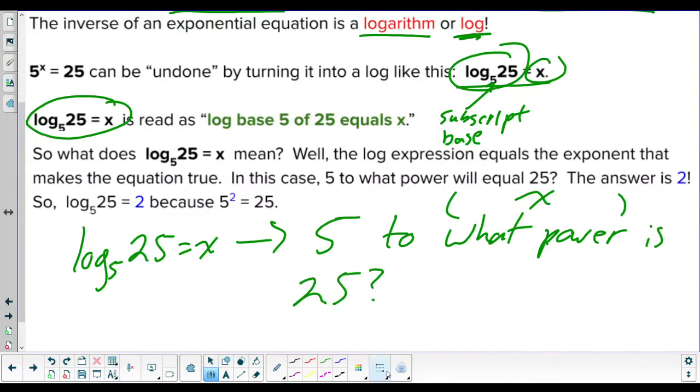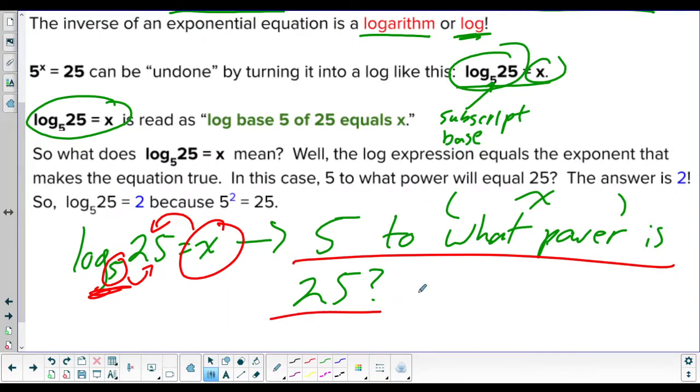Okay, so we're saying 5, the base, to what power gives me this number? What is the exponent that I put on this number to get that number? And then the answer is whatever the answer to the log equation is. So you're going to say, how does this question undo it? How do I do a logarithm? And the answer to that is not very simple.